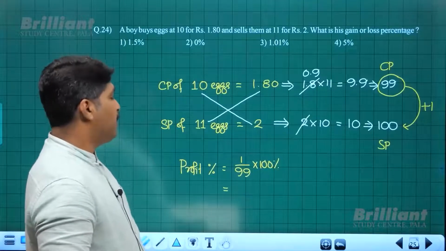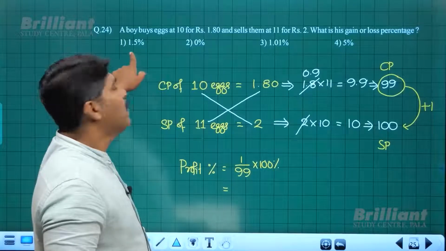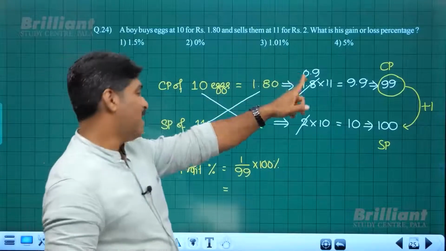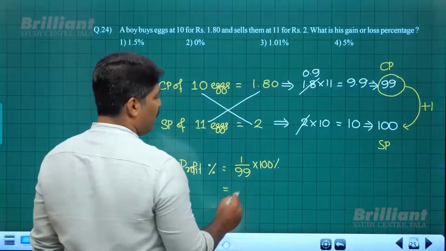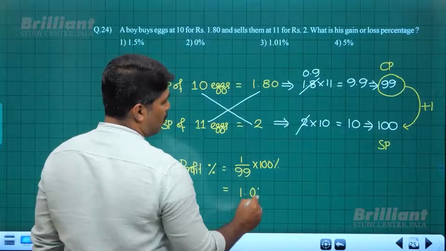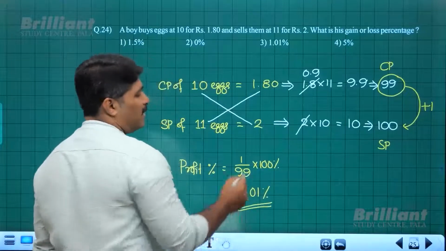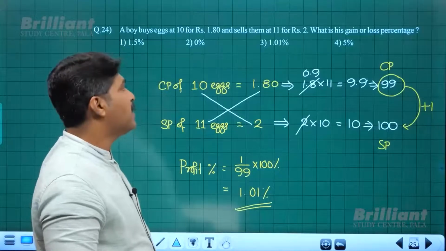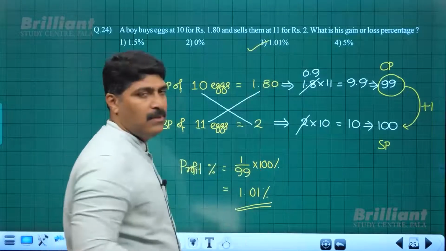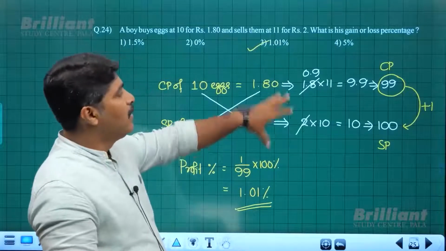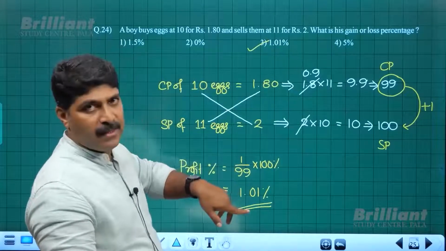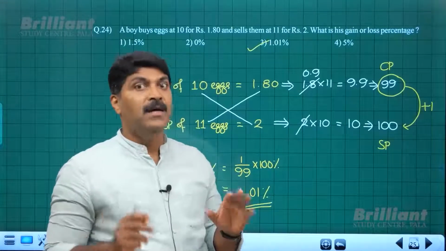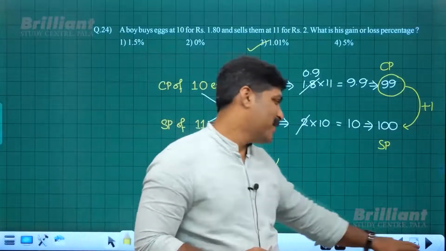So how can we catch it? Anyway, this 1 by 99 is not 1.5%, it's not 0%, it's not 5%. Therefore, the possible such value is 1.01%. Or this is simply 100 by 99. You just simply divide 100 by 99, you will get 1.01%. So this is the tricky approach. It's a very important understanding, because whenever you get a similar type of question, that's the quickest and smartest way to reach the conclusion.